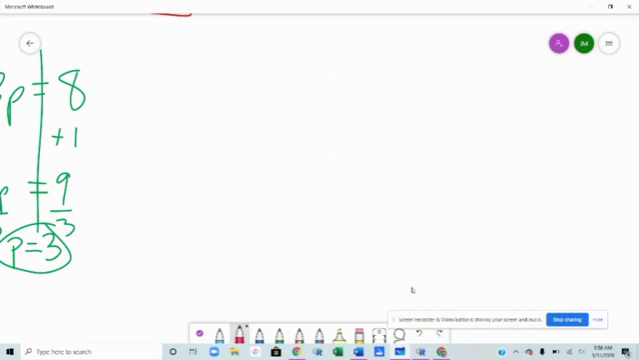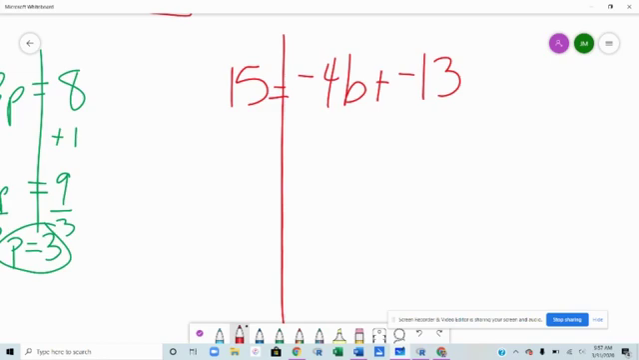All right, a couple of things you might see in the IXL. You have 15 equals negative 4b plus negative 13. So here's your line. Your variable is over here on the right side, so we're going to focus on these numbers over here. We have negative 4b plus negative 13. So this is your constant plus negative 13. So because you have a plus, you get rid of it by subtracting. Your number is negative 13. So you're going to subtract negative 13.